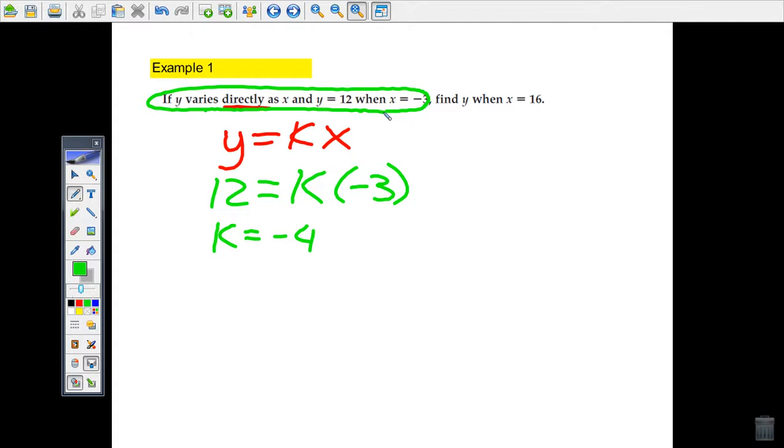Now I go to the second part of the question, which asks me to find y when x is 16. Now instead of writing y equals kx, what can I plug in for k? Well, I know what k is now. It's -4. See how this is like y equals mx plus b, but b is 0? So what goes in for x?